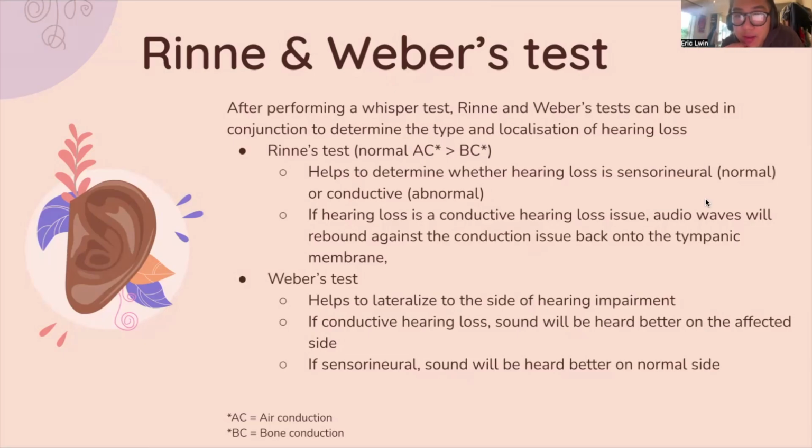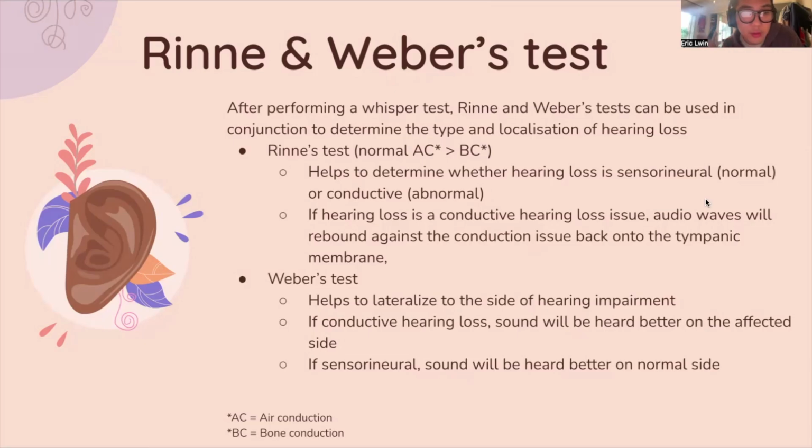So Rinne's test, this is the one where you get your tuning fork and you place it on your mastoid, and you see if air conduction is better than bone conduction, which is normal. So once you stop hearing the ringing of the tuning fork on your mastoid, then you place it in front of your ears, and that should be greater. So if there is a conductive hearing loss, then bone conduction will be greater than air conduction.